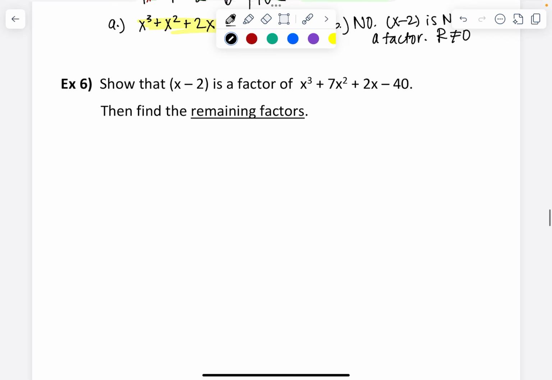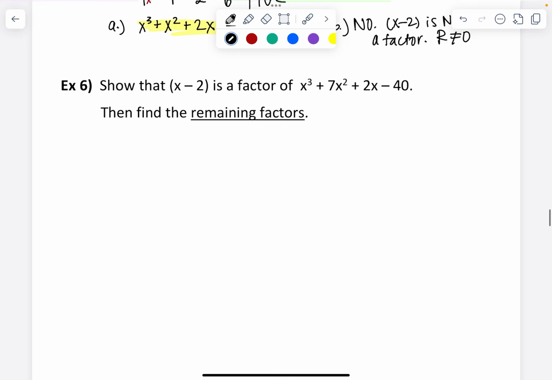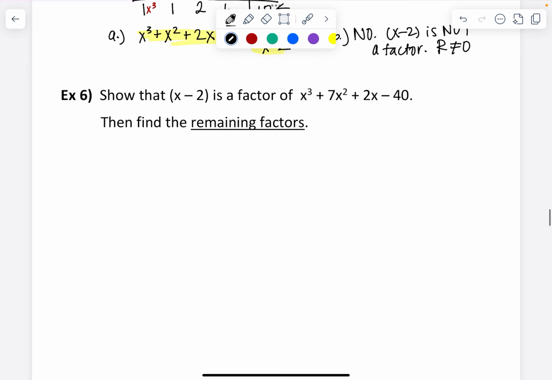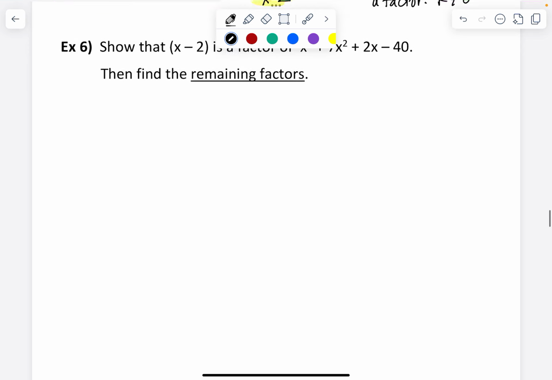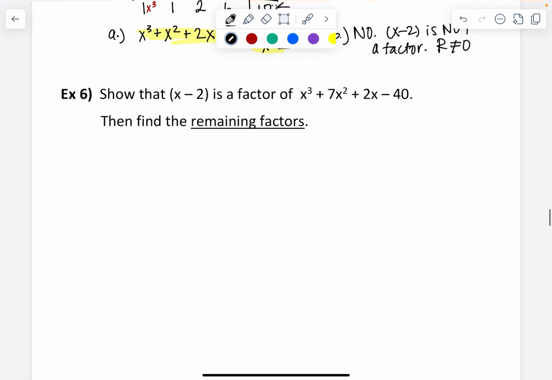Example 6, show that x minus 2 is a factor of this degree 3 polynomial, then find the remaining factors. So this is where we really want to apply our synthetic division, is to find other factors. And so starting with x minus 2, they're telling us it's a factor, so we should get a remainder of 0. So the root of x minus 2 is x equals 2. That's why I wrote the 2 down. And then our coefficients are 1, 7, 2, and negative 40. We're not missing any terms.